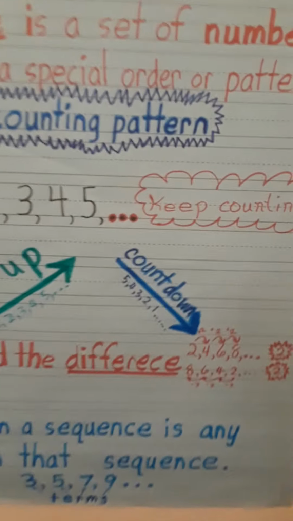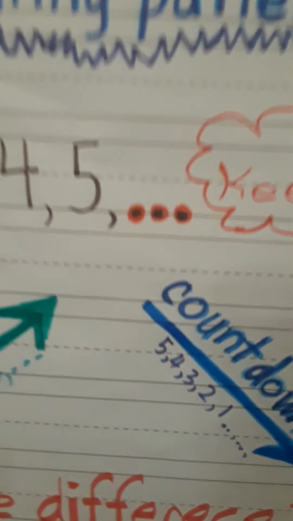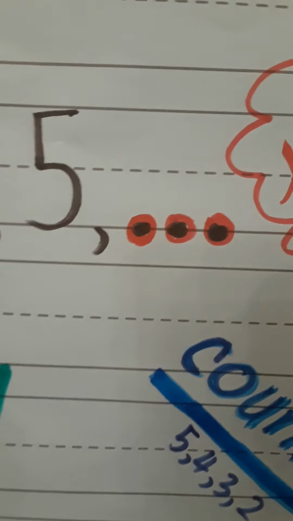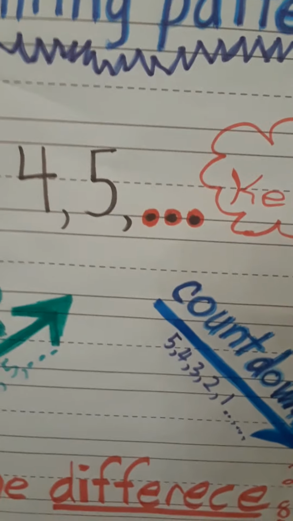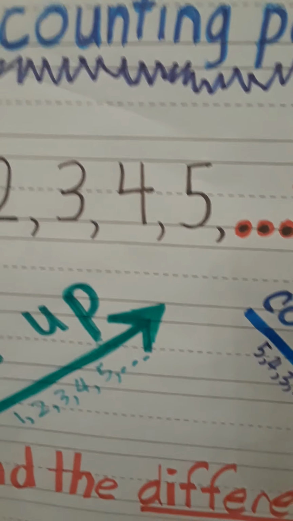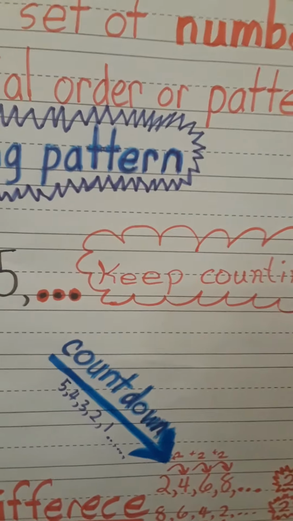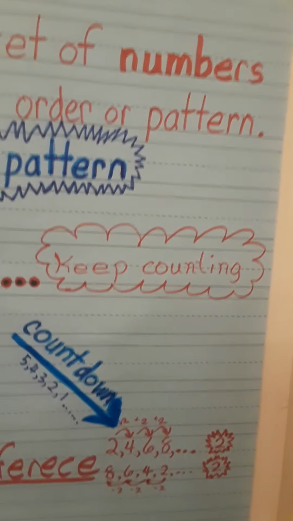Now, the video talked about those 3 dots at the end of a sequence. And it talked about how when you have 3 dots like that, it doesn't mean the pattern stops, but the pattern keeps going. So that means that we could keep on counting.